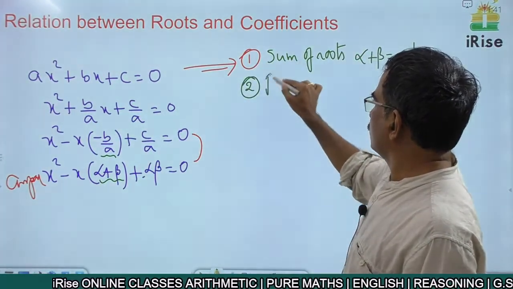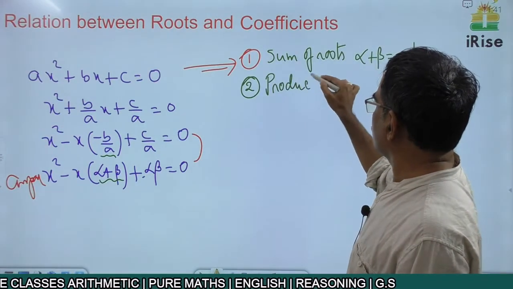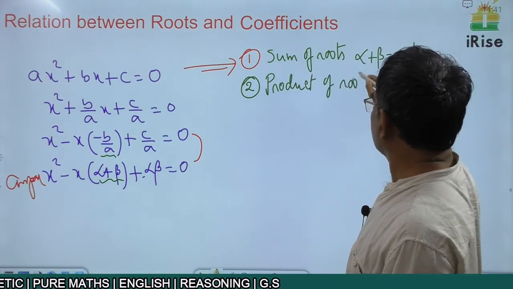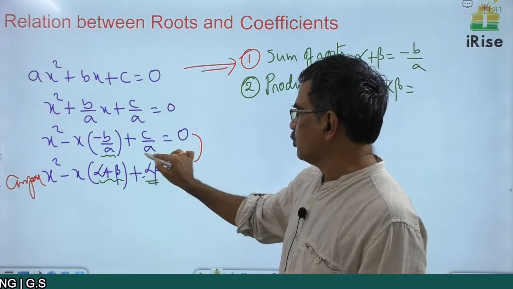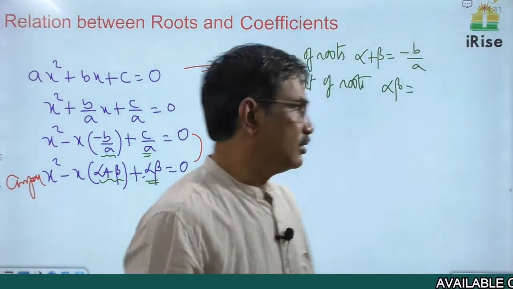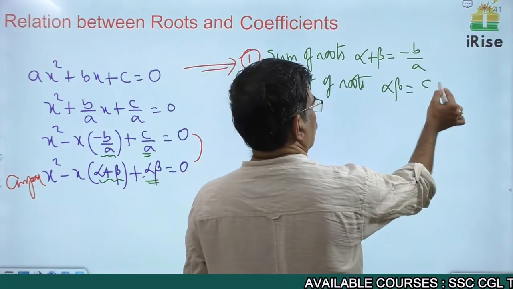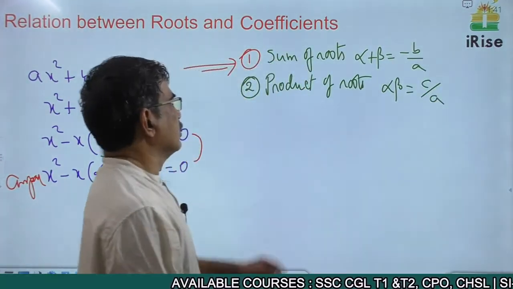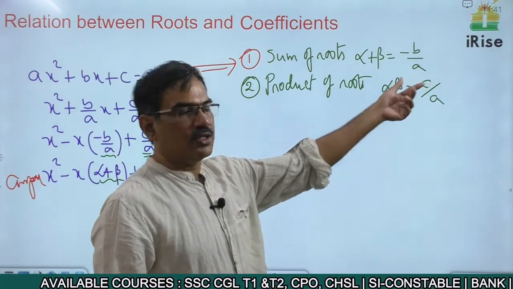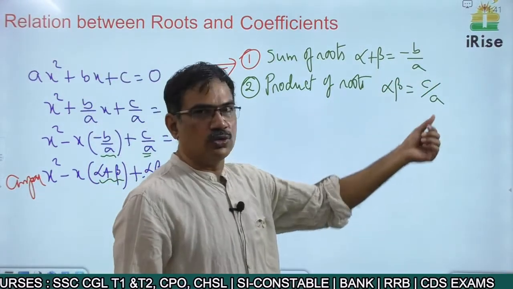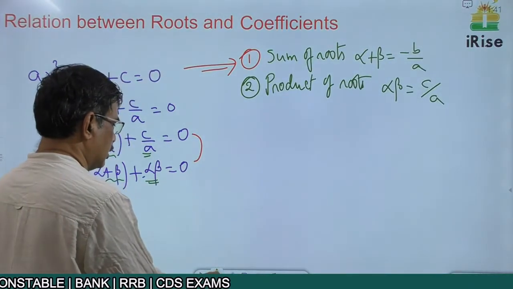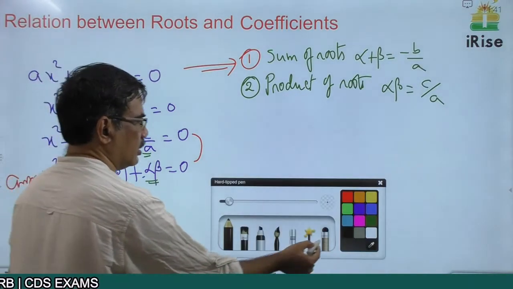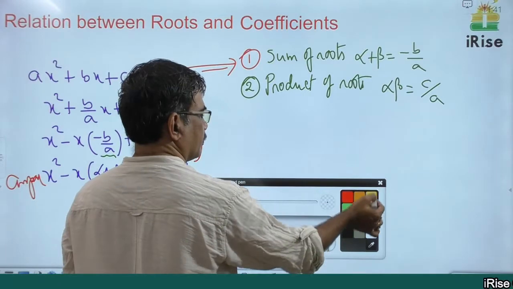Point number 2, product of roots. Alpha into beta, product of roots alpha into beta is equal to c by a. So this is equal to c by a. Sum of the roots is equal to minus b by a and product of the roots is equal to c by a. So this is about the relation between roots and coefficients.